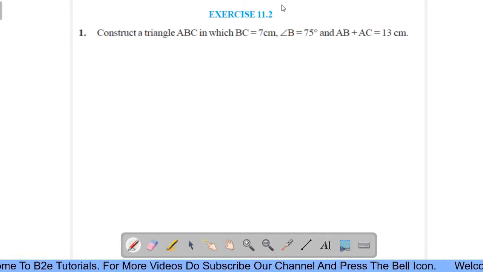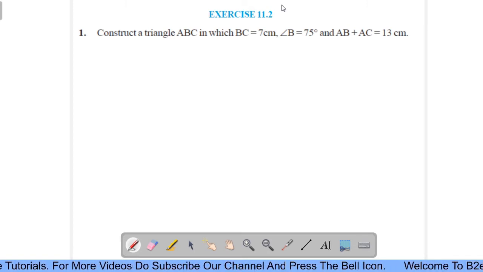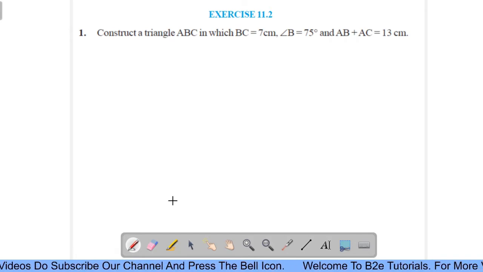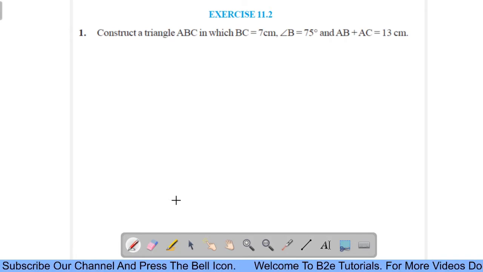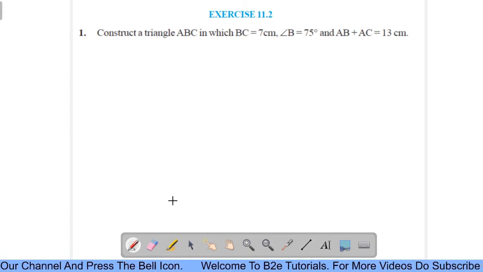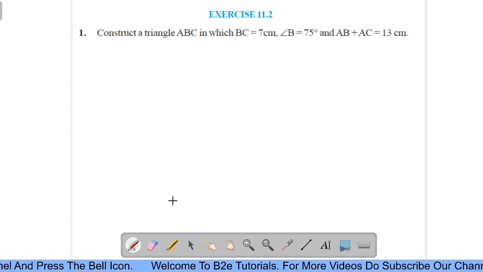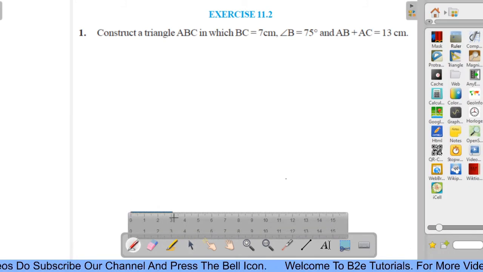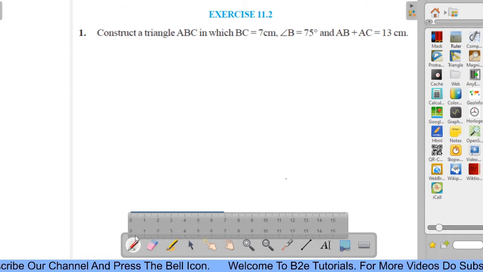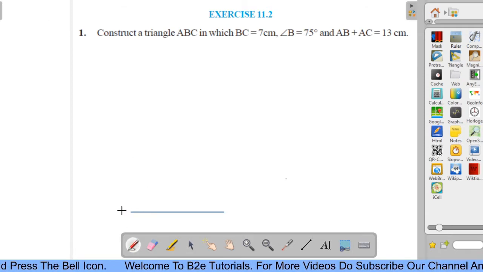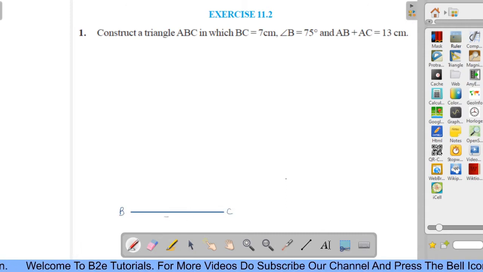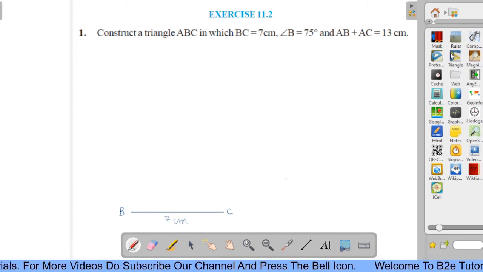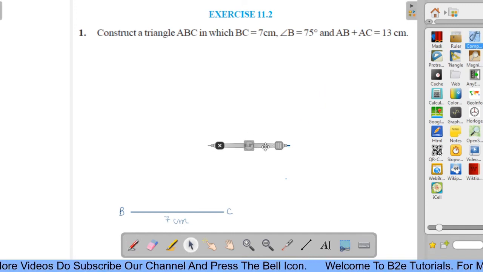Take question number 1. Construct a triangle ABC in which BC equal to 7 cm, angle B equal to 75 degree, and AB plus AC equal to 13 cm. Here, draw a line segment BC equal to 7 cm. With center B, draw an angle of 75 degree.